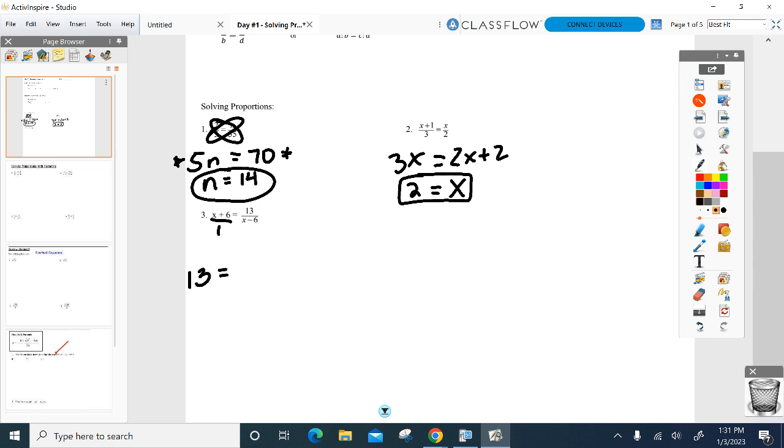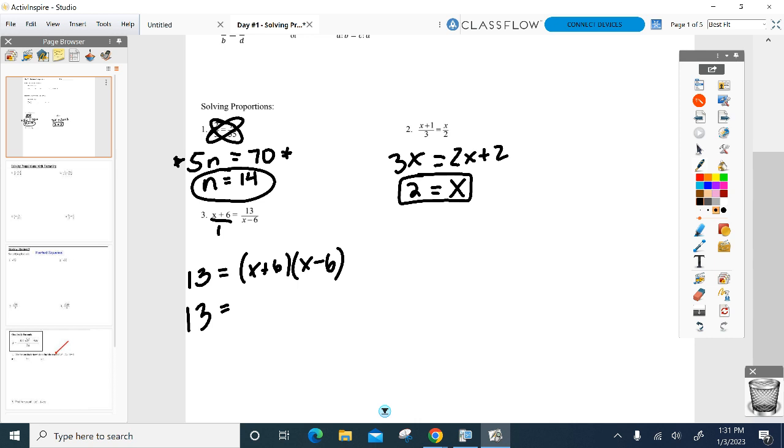You guys probably did this in 6th and 7th grade. x plus 6 times x minus 6. When you multiply those two, how do I treat that? Some teachers use the word FOIL: first, outer, inner, last. I don't like it. Double distribute. That's how I roll. You're going to distribute twice.